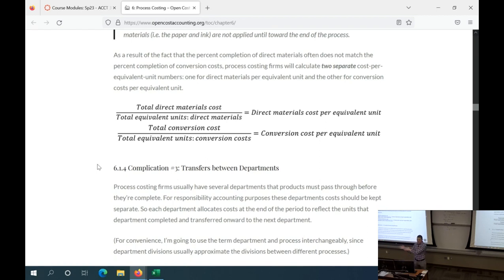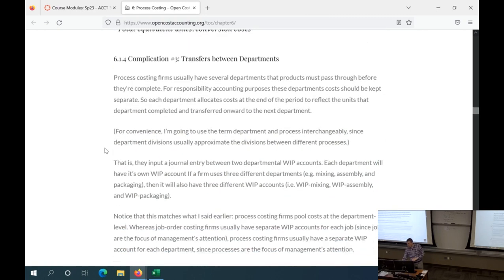Department D, let's say, gets a molten glass ball from Department C. Or gets, did I describe it that way? Anyway, let's just say it does. It gets something, it gets an input. So it's going to get some transferred in costs, is the idea. You have transfers between departments.